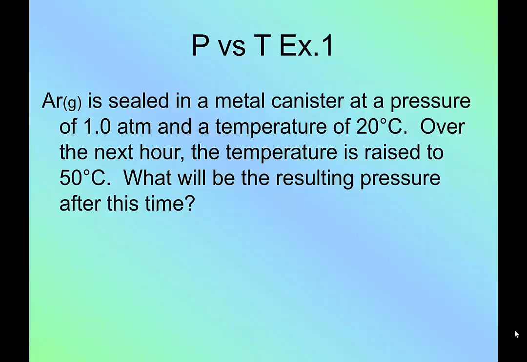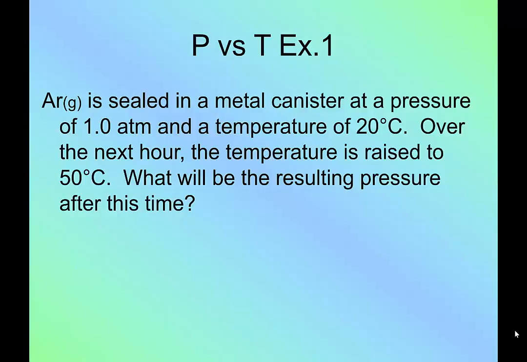So argon gas is sealed in a metal canister at a pressure of 1 atmosphere and a temperature of 20 degrees Celsius. Over the next hour, the temperature is raised to 50 degrees Celsius. What will be the resulting pressure after this time? Is the time important? Absolutely not. Ignore all that superfluous information, meaning extra information. Okay, so let's just focus in on what we need to solve this problem.